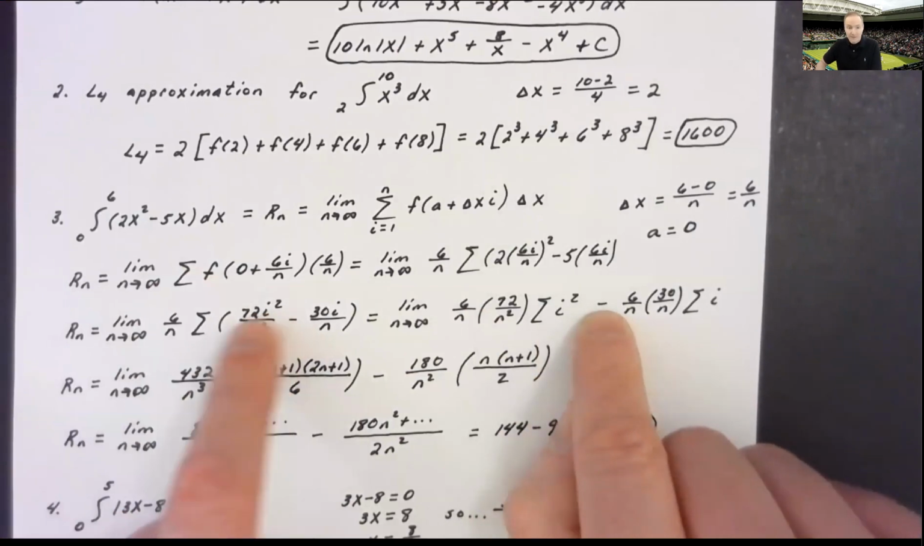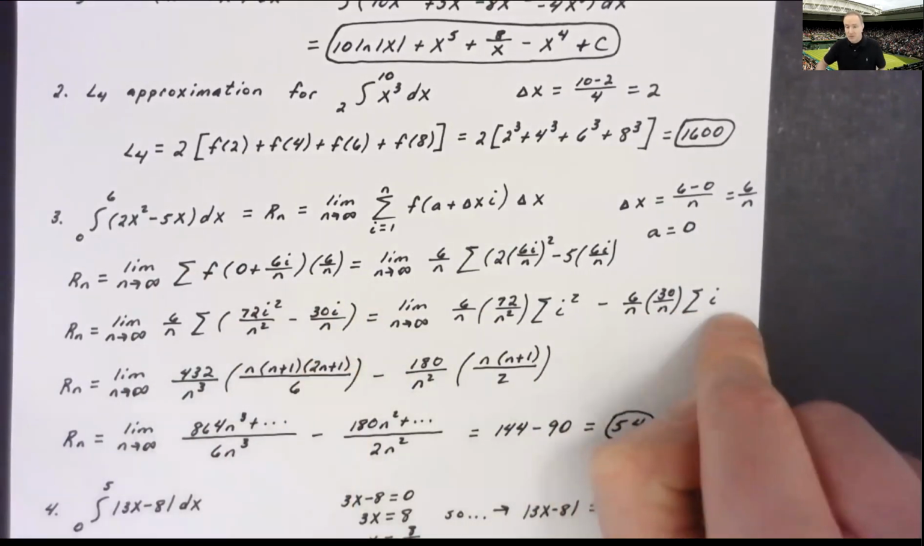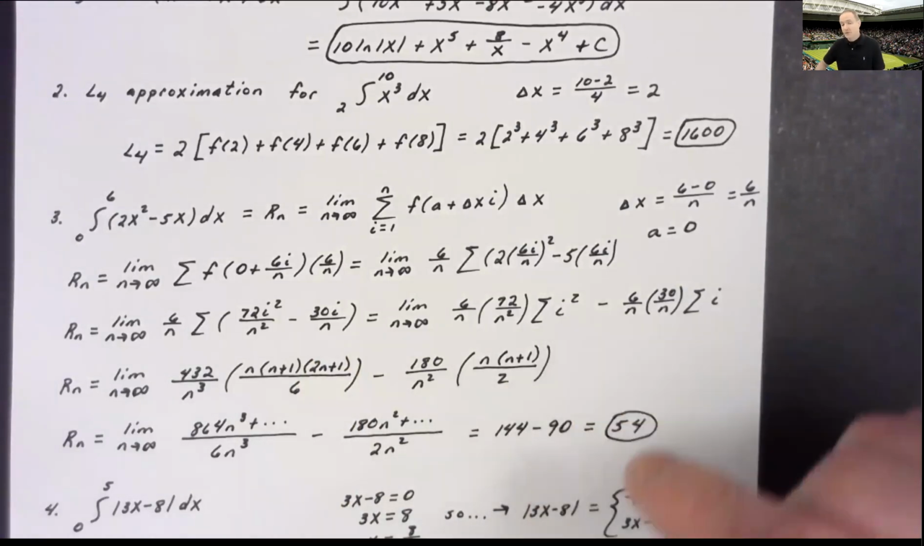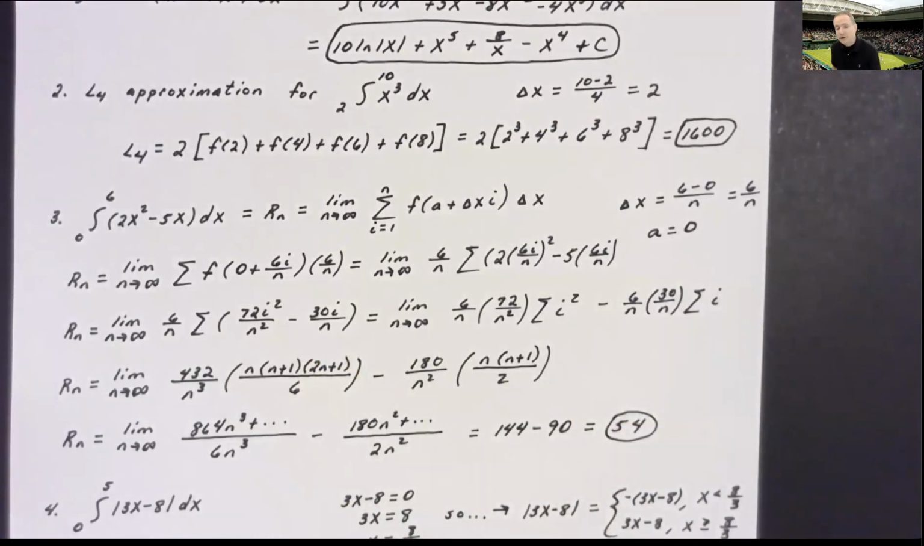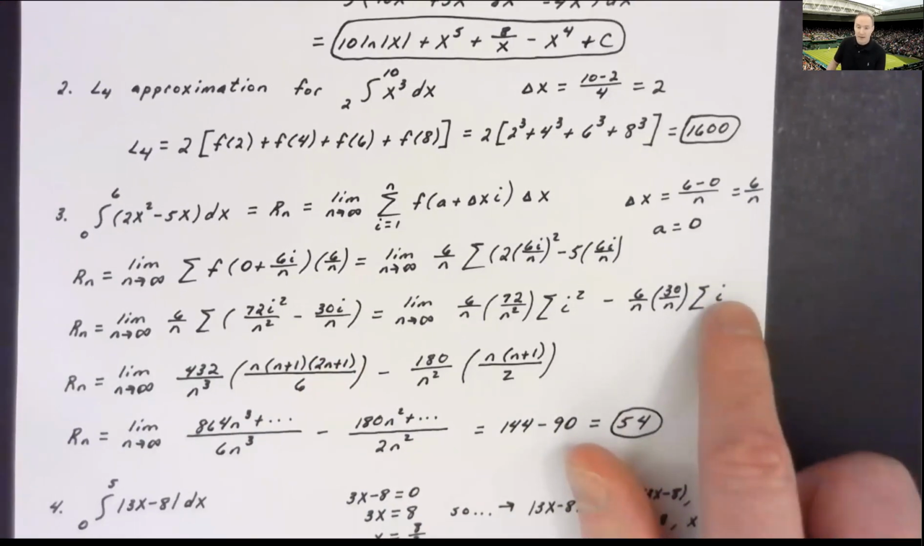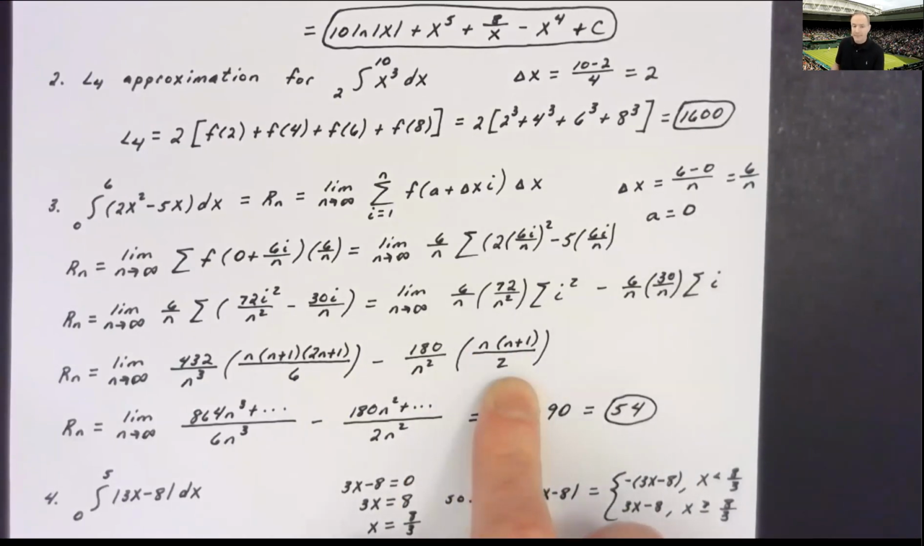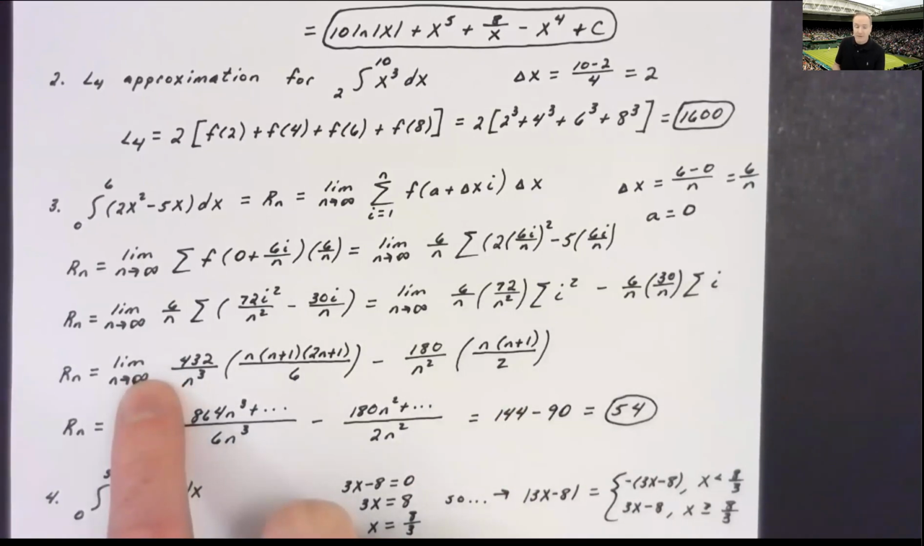Then I have minus 6 over n times 30 over n, which is what I needed factored out of this second portion, times the summation of i. Then, hopefully you even know, the summation from 1 to n of i squared is equal to n times n plus 1 times 2n plus 1 all over 6. And the summation of i, as proven by Carl Gauss, from 1 to n is equal to n times n plus 1 over 2. Now, all of this is inside of a limit as n approaches infinity.